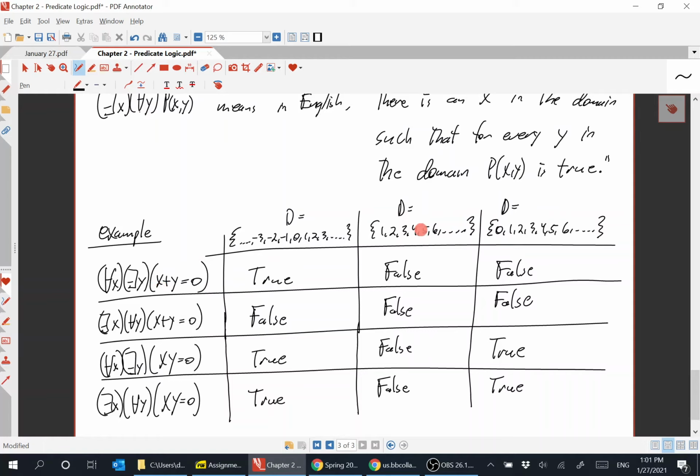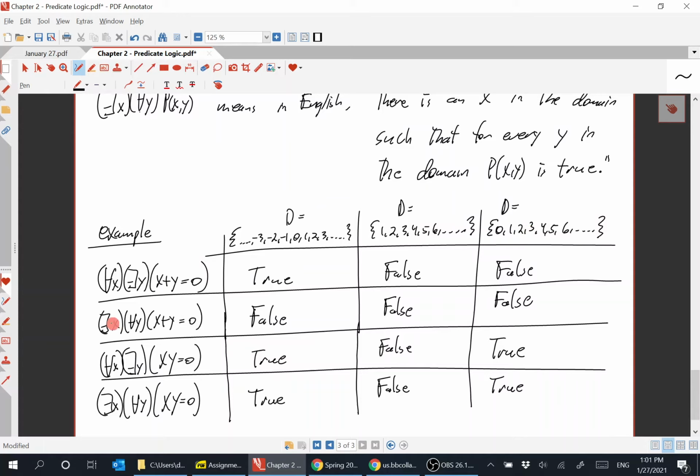Here it's false, because for any x you pick, the y that adds to 0 with it isn't there. Same thing here, it's again false. It is true in one instance with the 0. If I picked x equal to 0, then you pick y equal to 0, and it adds to 0. But for anything else, if I picked x equal to 3, I don't have y equal to -3 in the domain to work with. So here it's false.